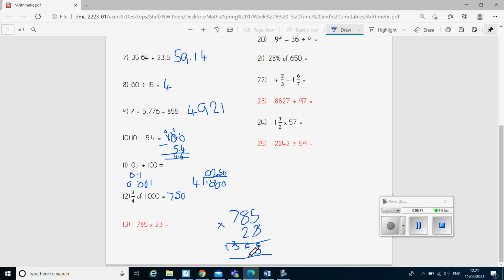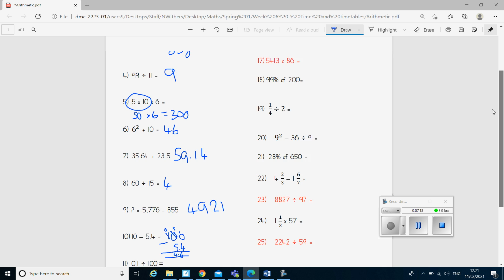So 2 times 5 is 10. Carry my 1. 2 times 8 is 16. Add my 1 is 17. 2 times 7 is 14. Add my 1 is 15. And then I've got to add my columns up. 5 add 0 is 5. 5 add 0 is 5. 3 add 7 is 10. Carry my 1. 2 add 5 is 7. Add my 1 is 8. And 1 add nothing is 1. So the answer that I'm looking for there for question 13 is 18,055. Okay, 2 marks if you got that one right.